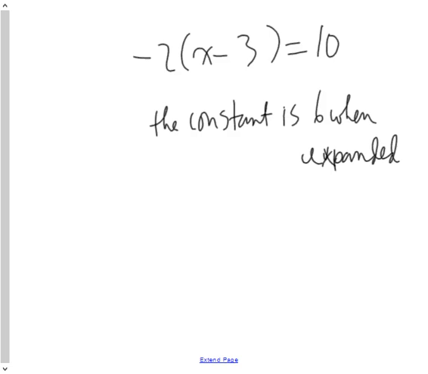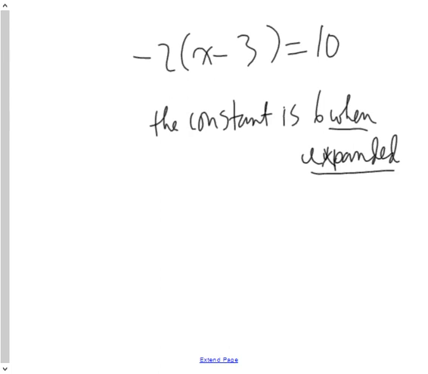The question number 1 says, negative 2 multiplied by x minus 3 equals 10. The constant is 6 when expanded. Now, the "when expanded" is pretty important for you to remember. When I put that there, it's for those people who forget to expand distributive property. Because technically on a test, I could just say the constant is 6. And in this true false, a lot of you are going to say false because you think the constant is negative 3 because it's right here.